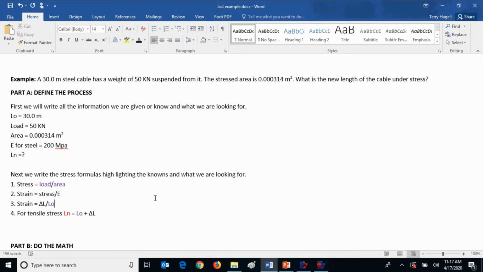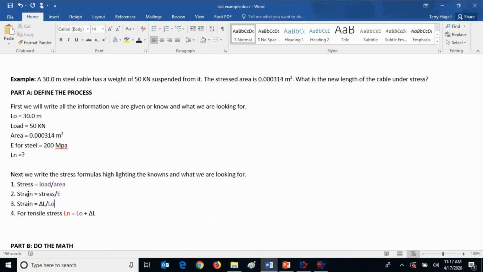And that's formula 4, which is the new length, and that equals the original length plus the change in length. Since we have the original length but don't have the change in length, we look for a formula with the change of length in it. That's formula 3, which says strain equals the change in length divided by the original length. We have the original length, but we don't have strain, so we have to look for a formula with strain in it. That's formula 2. Strain equals stress divided by E.